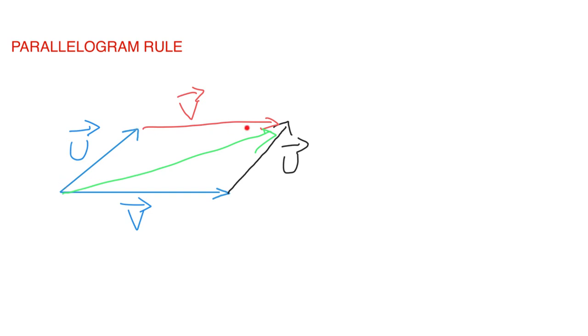If I'm doing U plus V this way, this is their sum in green. If I do V plus U this way, this is their sum in green. So when you have two vectors that emanate from the same point as they do here, their sum is enclosed by a parallelogram, this being the parallelogram here.